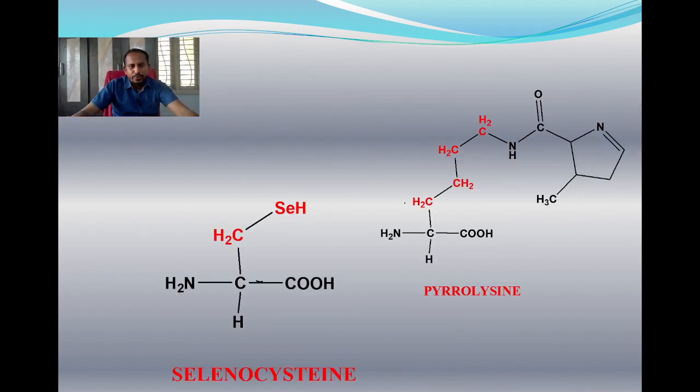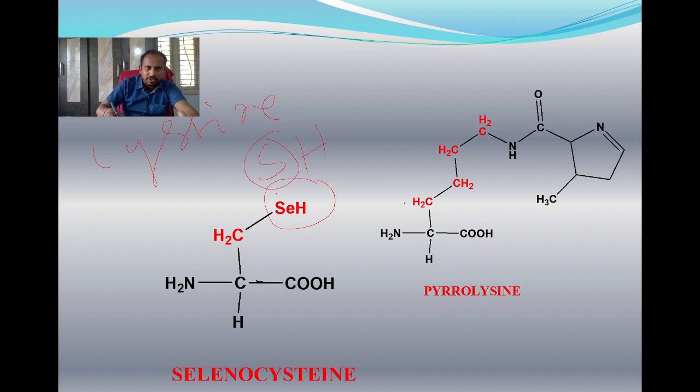So moving to two other different amino acids, the structures of selenocysteine and pyrrolysine. Selenocysteine is similar to cysteine. In cysteine we have an SH group, while here in selenocysteine selenium is present, that's why the name of this amino acid is selenocysteine.